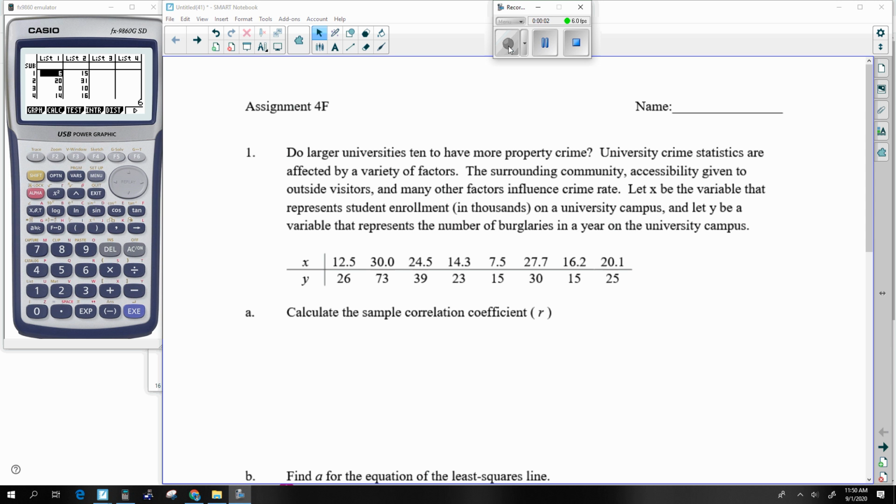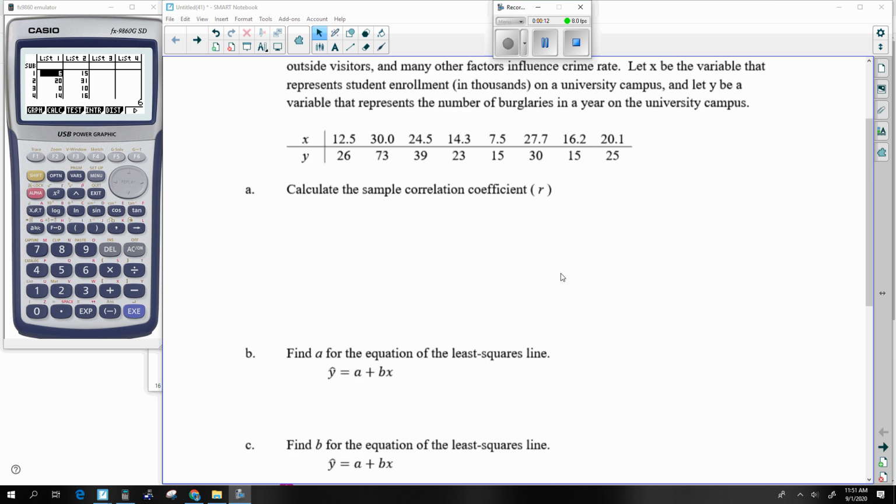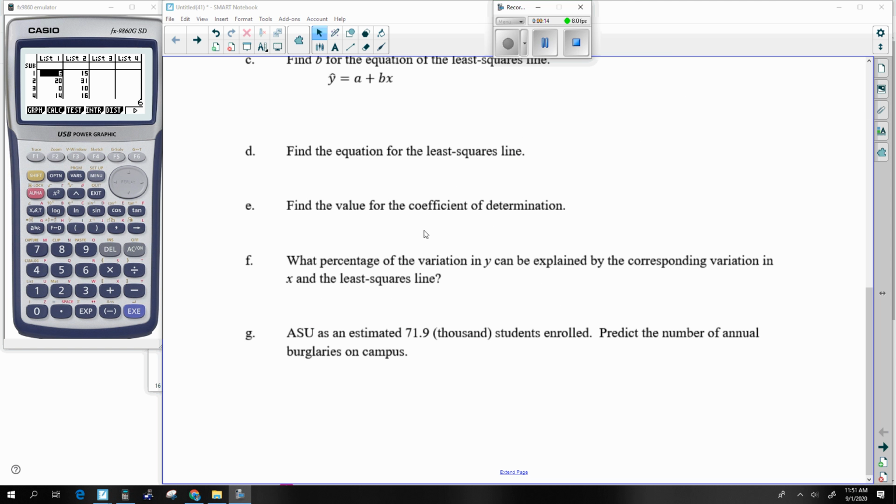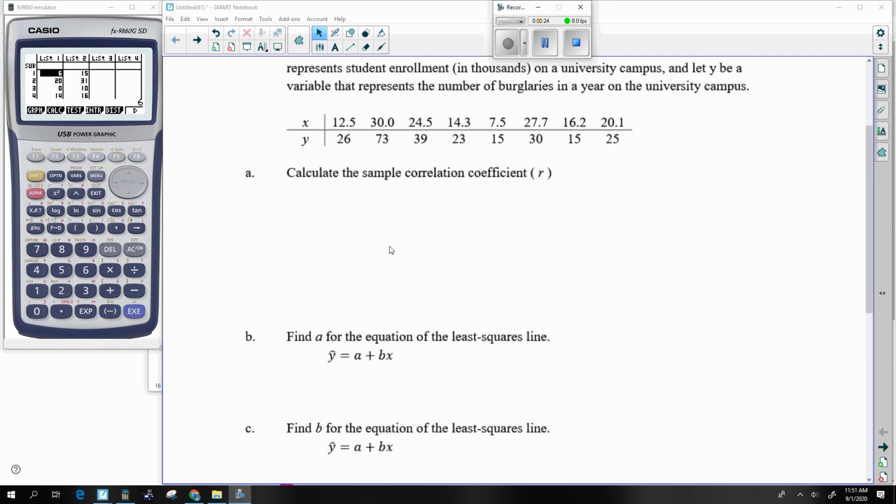All right, everybody, welcome to assignment 4F. We expanded what we knew a little bit in the last assignment, which was 4E. So what we talked about a little bit is this new idea of coefficient of determination and how it affects letter F, which is the percentage of Y that can be explained by the variation of X.